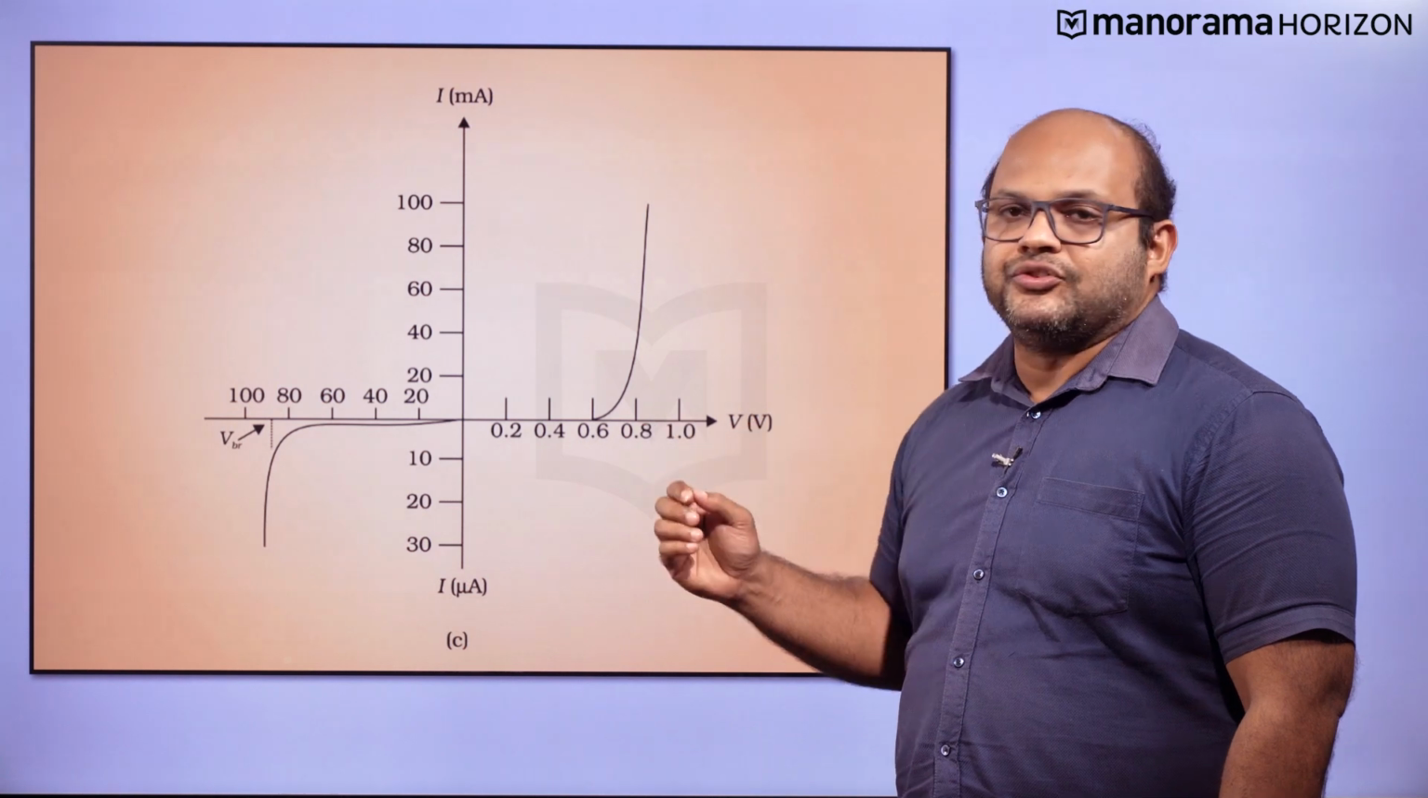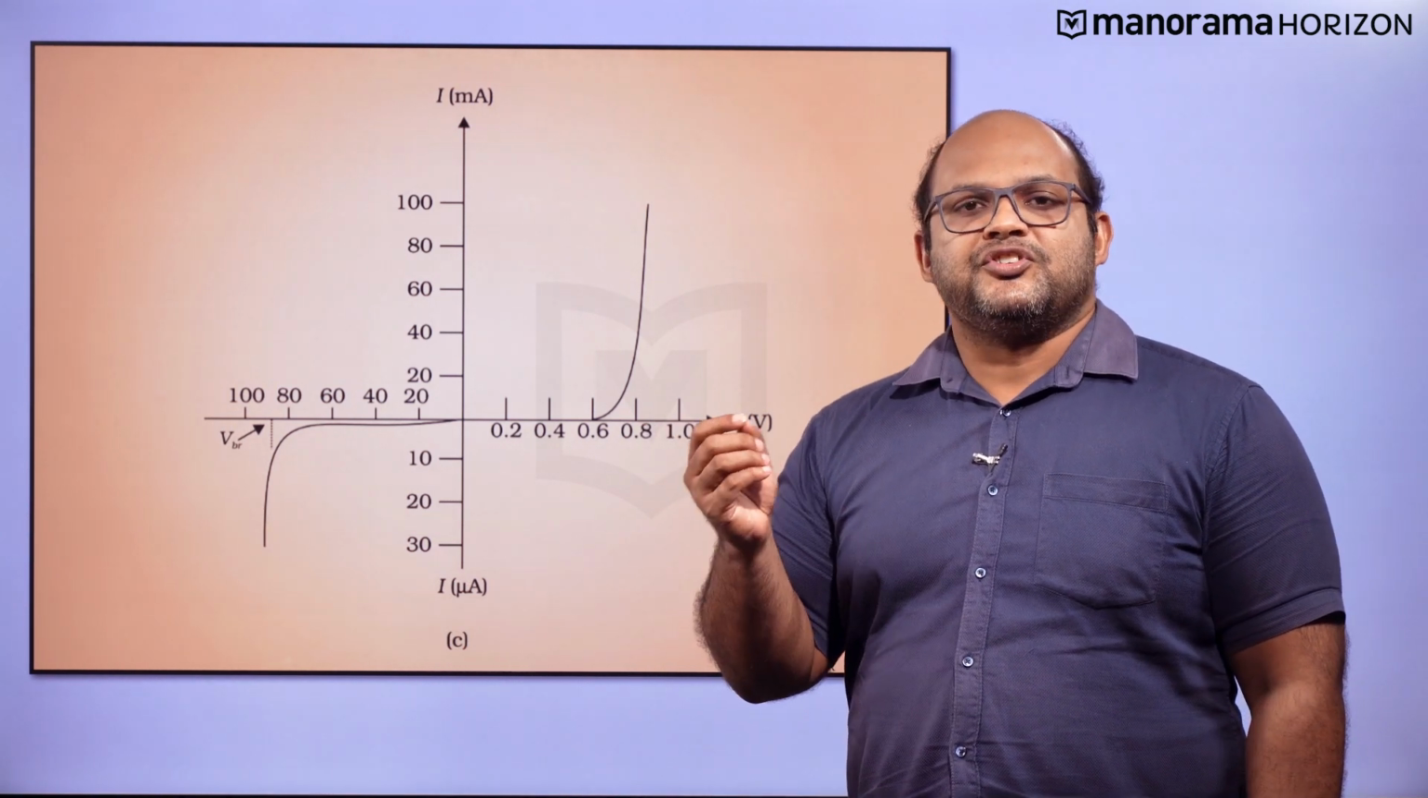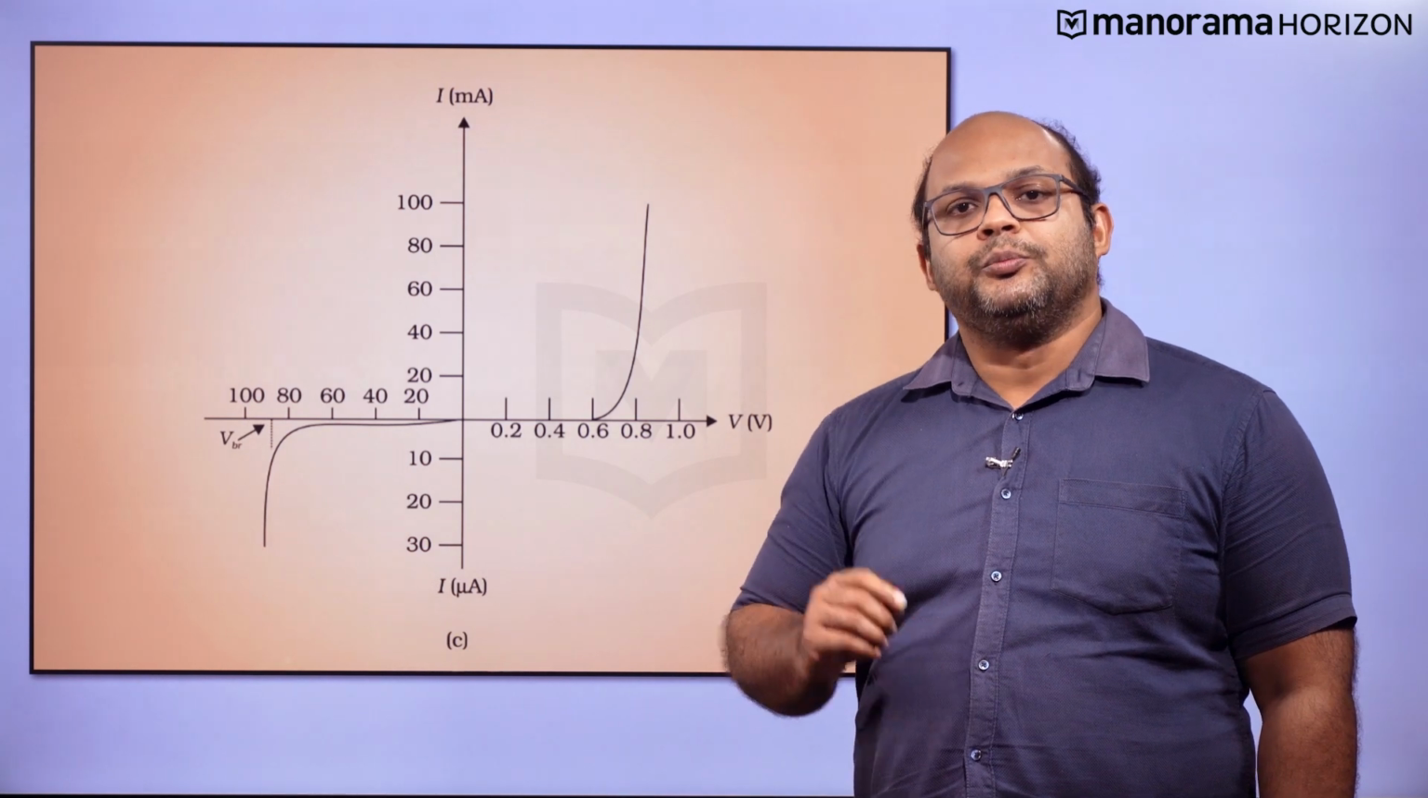The threshold voltage for silicon diodes is in the range of 0.6 to 0.7 volts, whereas for germanium diodes it is in the region of 0.2 to 0.3 volts. Now let's summarize what we have learned so far.